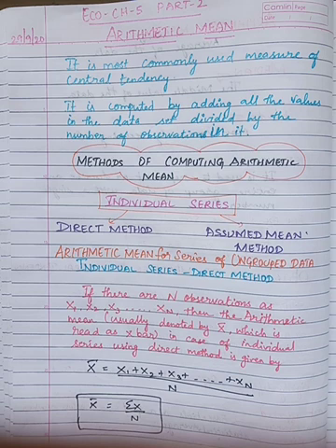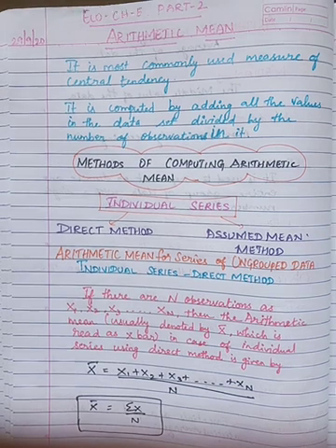It is computed by adding all the values in the data set and dividing by the number of observations in it. For example, if the data are given like 5 students' marks or per capita income of each individual, that will be summed up, and the number of observations, in the sense of how many per capita incomes we have taken, is 5. So it has to be divided by 5 and we'll get the average per capita income.